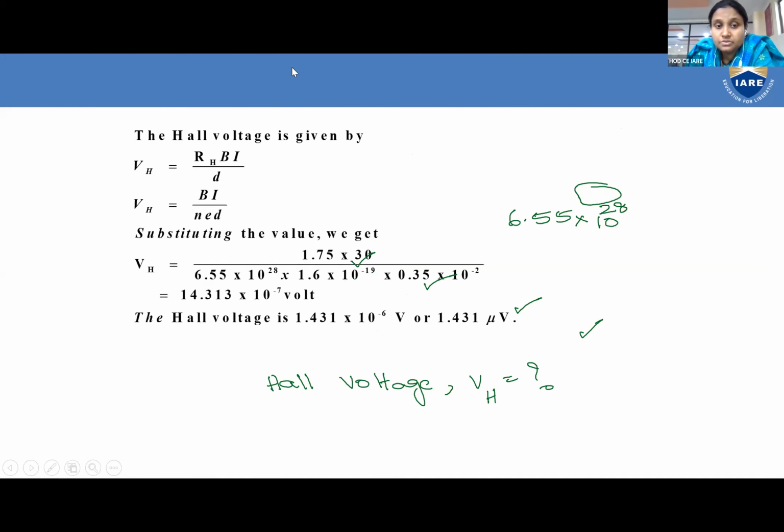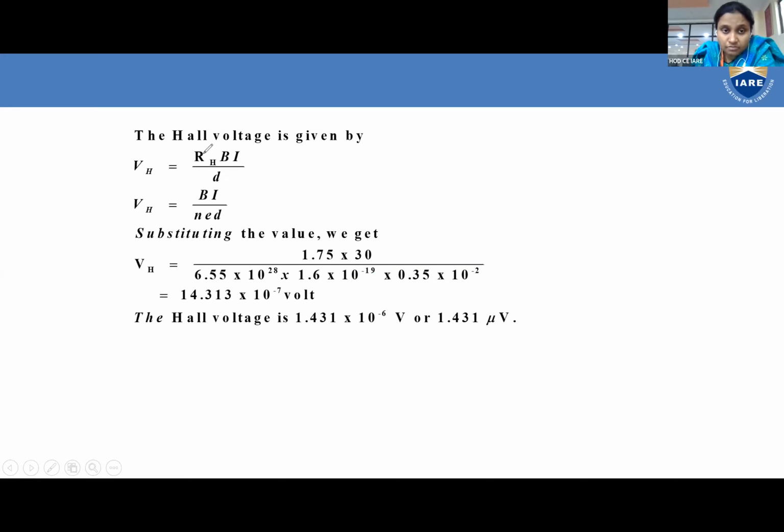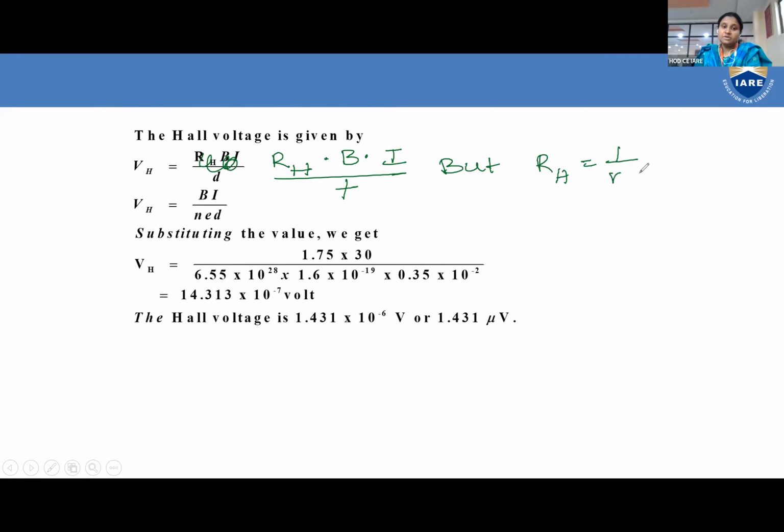Just look at the solution, students. One small mistake was done here. So it should be T. What should be the formula for Hall voltage? RH into B, the magnetic field, into current, divided by thickness of the sample. But we know what RH is: RH is 1 by NE. So in place of RH, I have to substitute 1 by NE.